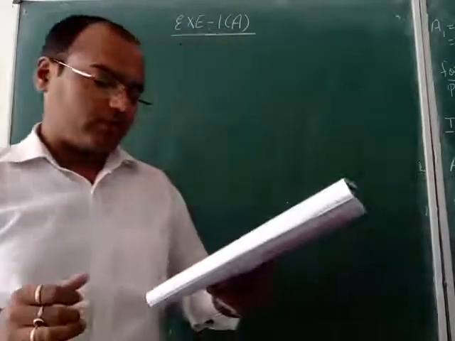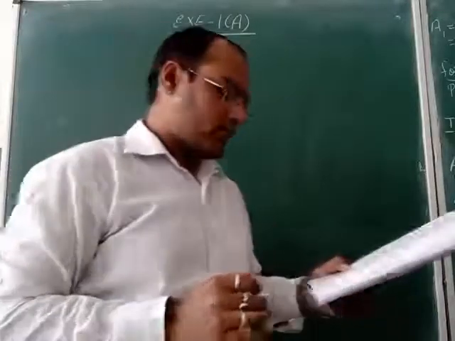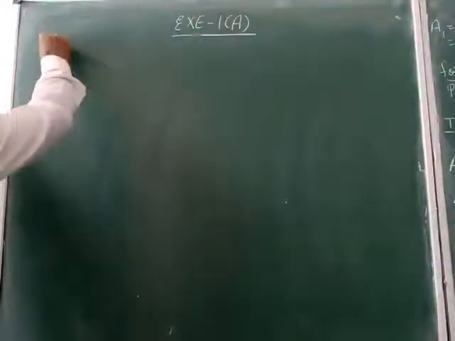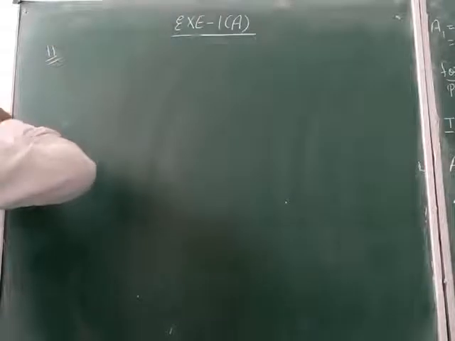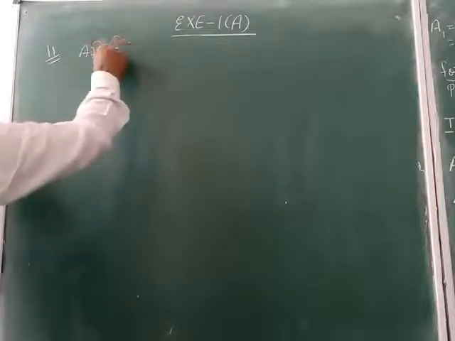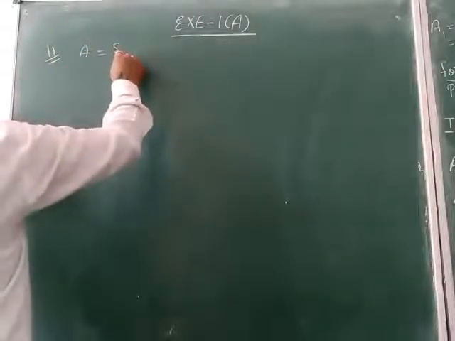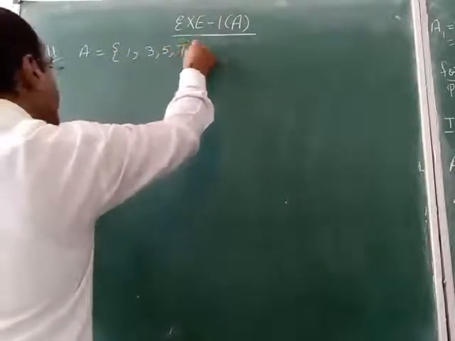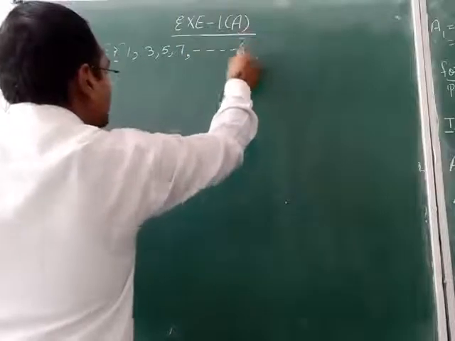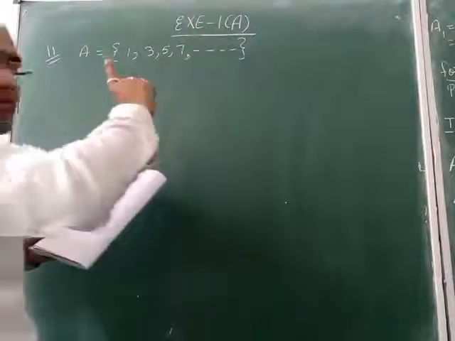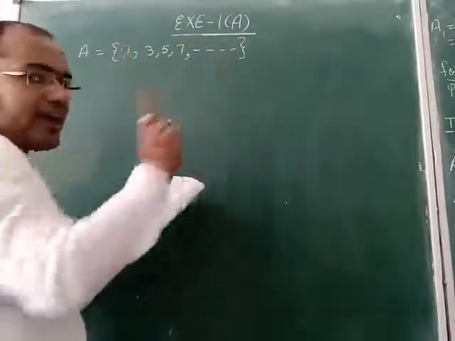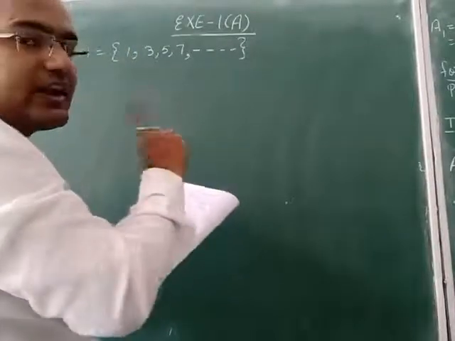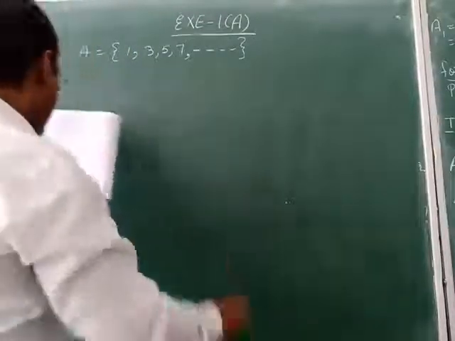Now all of you come to question number 11. In the 11th question, a set A is given: 1, 3, 5, 7 and so on. So on means these numbers will keep on moving like that only. This series is not ending. This is endless. After that, set B is given.